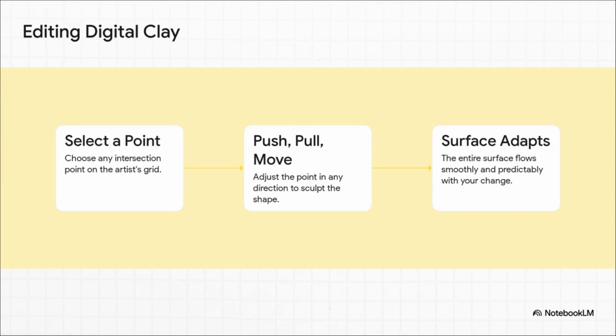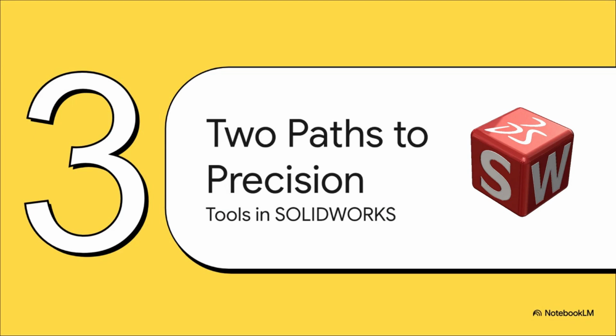And this clean structure totally changes the game. You can just select an intersection point on the grid and then push it, pull it, or move it. And because the grid is so well organized, the whole surface adapts smoothly and predictably, just like you're shaping clay. You're not fighting with the model anymore. You're actually sculpting it.